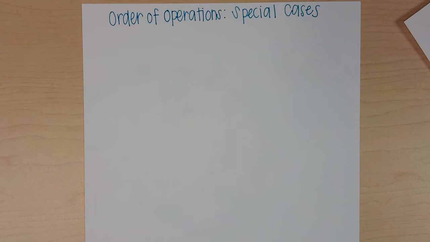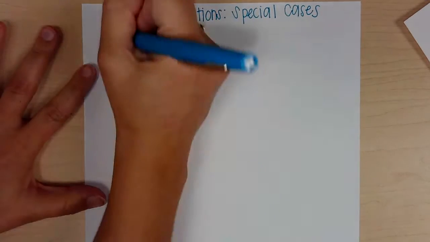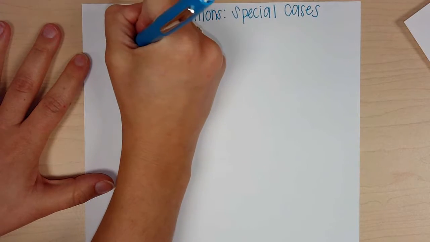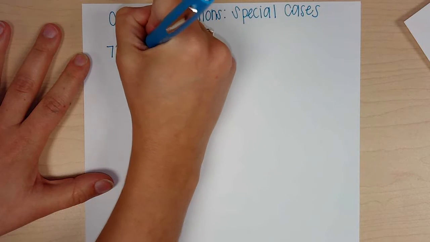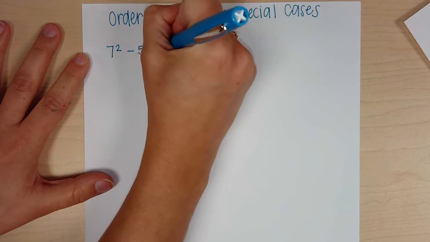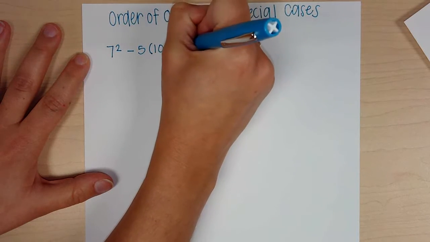Today we are going to talk about evaluating expressions using our order of operations, and we're going to talk about two special cases that we will see. The first expression we're going to use is 7 squared minus 5 in parentheses 10 minus 2 cubed.